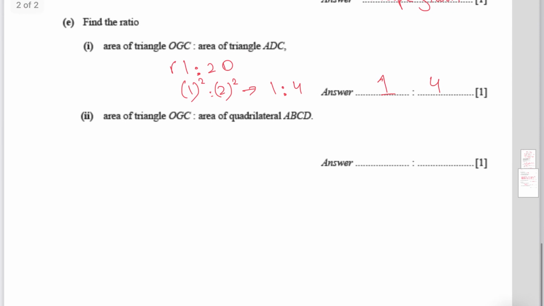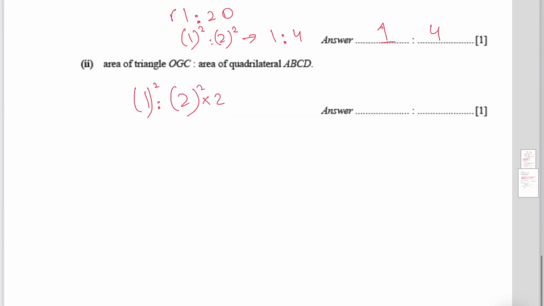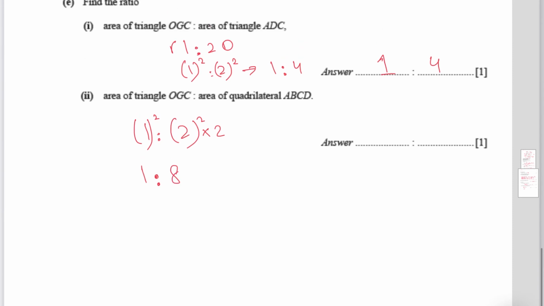So if I write it in a fancy way, 1 squared to 2 squared for the 2 triangles, and if I multiply this side by 2, I would get 1:8, which is the ratio between the areas. So I write 1:8 over here. I hope this question made sense.